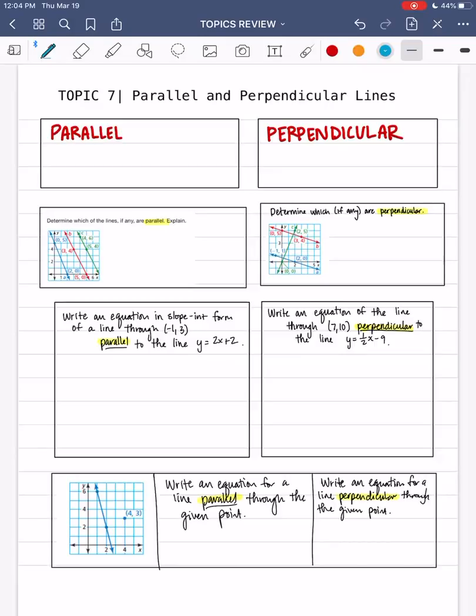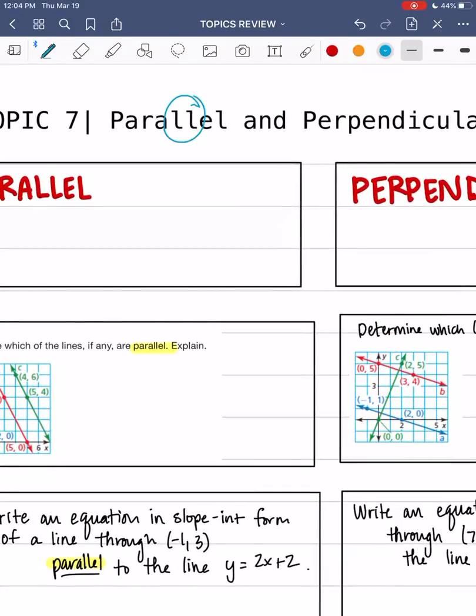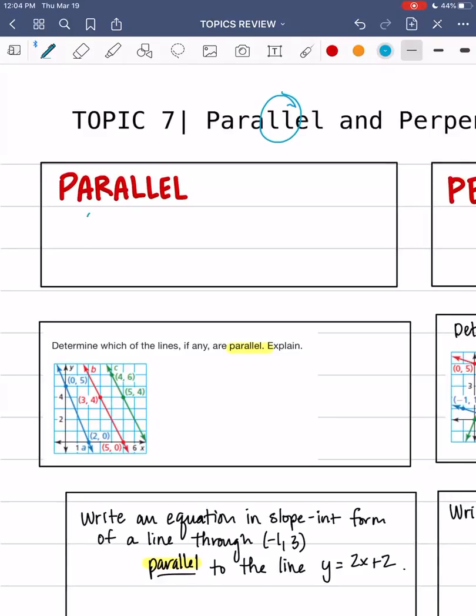they can get confusing. But in parallel, see these two L's right next to each other? Parallel lines are just side by side, like this. They're side by side. They never touch. Okay, and the secret to parallel lines, since they're side by side, is that they have the same slope.